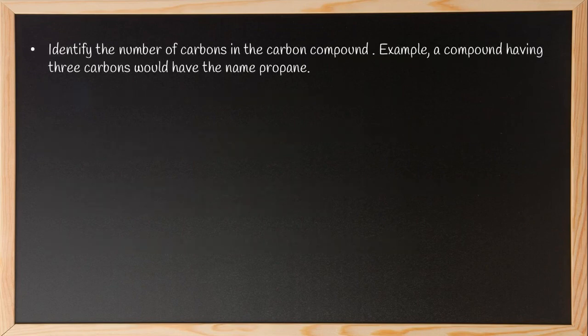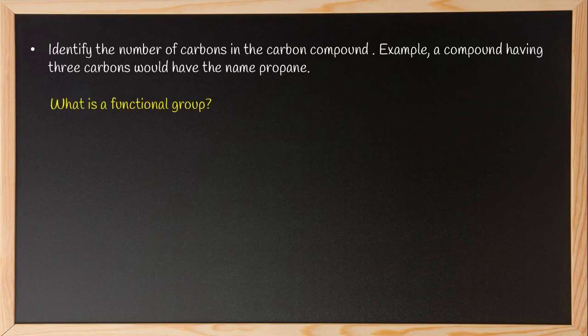Identify the number of carbons in the compound. For example, a compound having 3 carbons would have the name propane. Earlier we discussed that prop means it has 3 carbons in it. So first of all, identify the number of carbons present in that compound. Count the number of carbons. If that particular compound has 2, then it would be ethane. If it has 3 carbons, then it would be propane. So this is one thing.